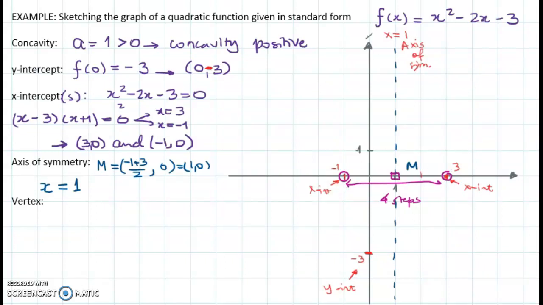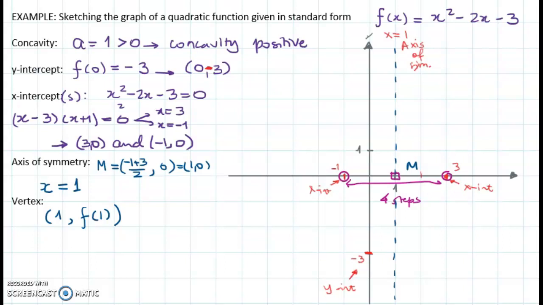Okay, we're almost done. We are missing the vertex. The vertex in this case is going to be a minimum, and it's the turning point of our graph. It belongs at the same time to the graph and to the axis of symmetry. So that means that we already know the x-coordinate. The x-coordinate of the vertex is going to be 1. And the y-coordinate, well, that's going to be the image of 1 under the function.